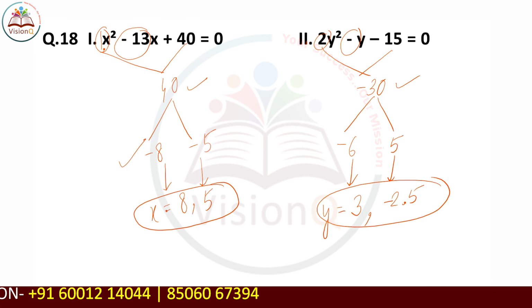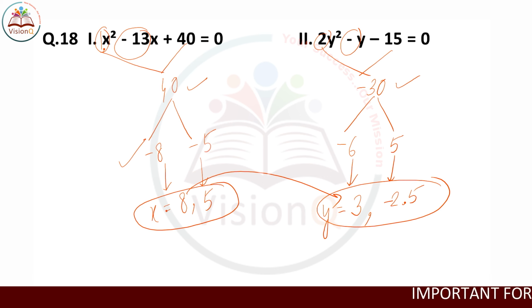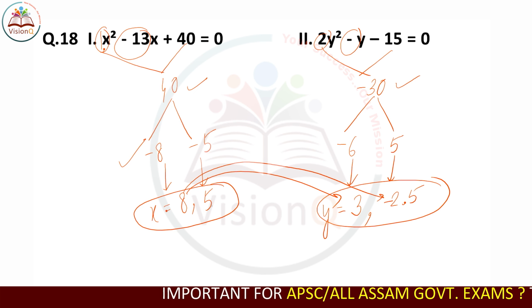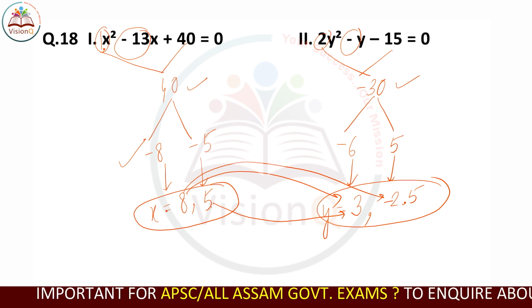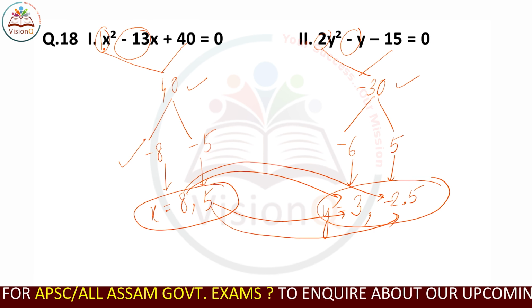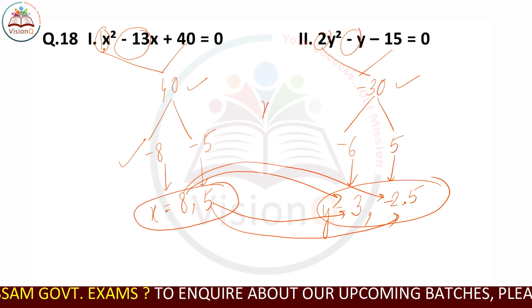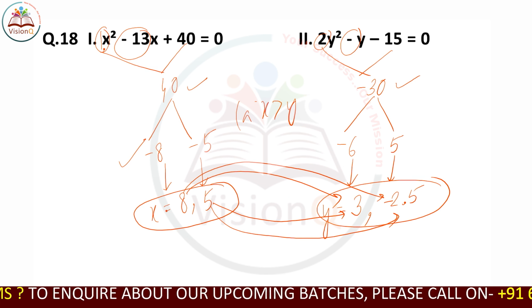So the next step is to compare x and y. So 8 is greater than 3. Also 8 is greater than minus 2.5. That is, x is greater than y till now. 5 is greater than 3. Also 5 is greater than minus 2.5. So the answer will be what? x is greater than y, which is option number A.